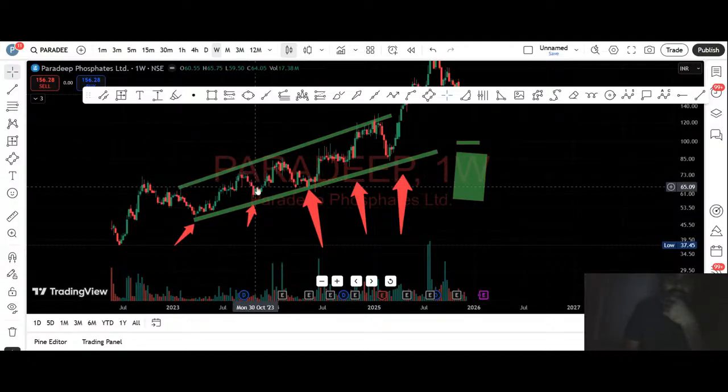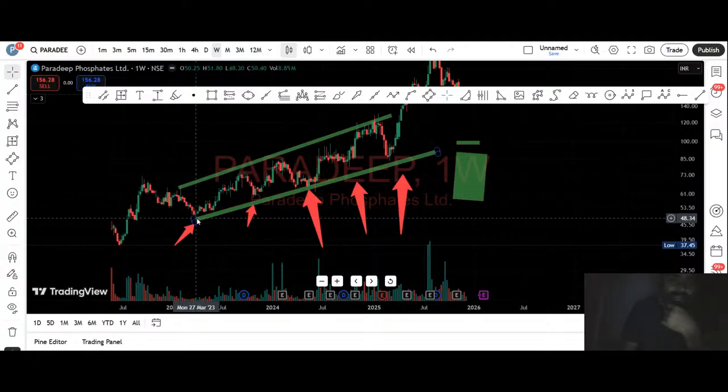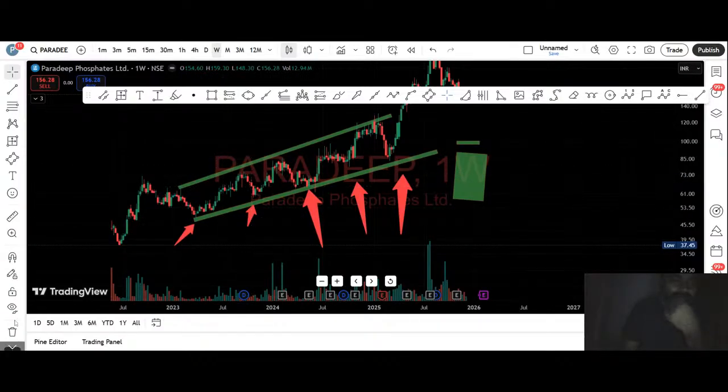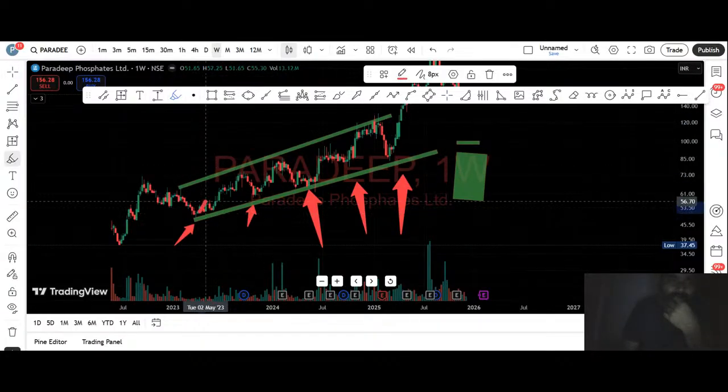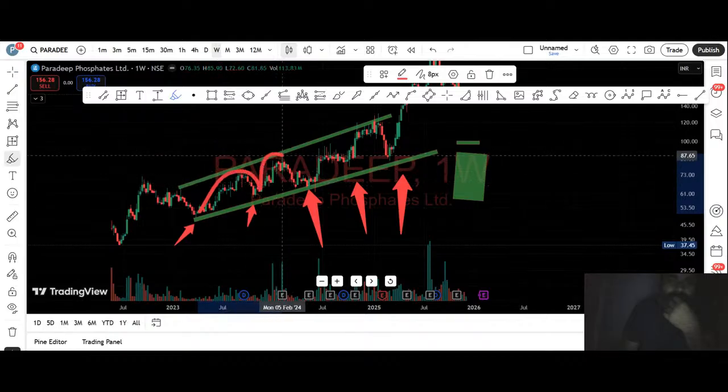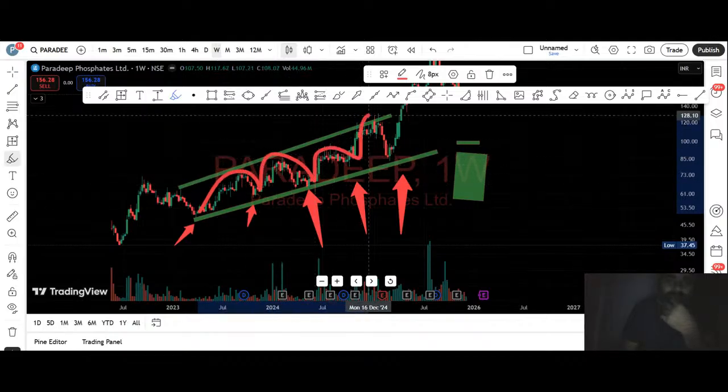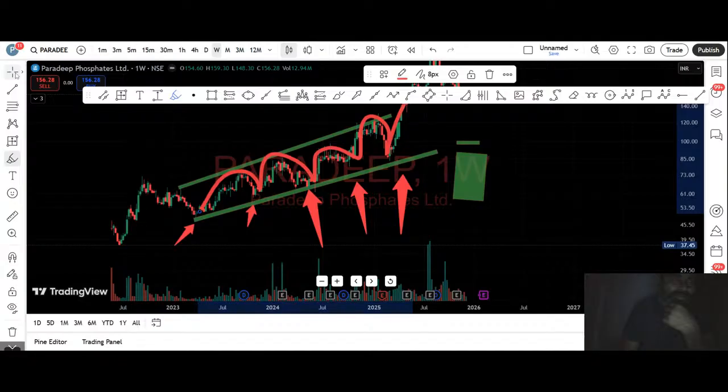The price is coming down. There is no doubt, but buyers are aggressive, which means the stock is going to make higher lows here. See here, right? The formation of higher highs and higher lows, thereafter a breakout.